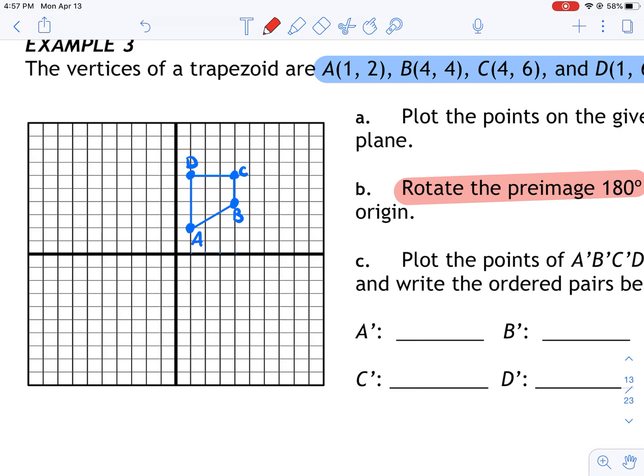Okay, so if you do it correctly, the ordered pairs are going to be as follows. It's going to be -2, -1 for A prime, -4, -4 for B prime, -6, -4 for C prime, and -6, -1 for D prime.